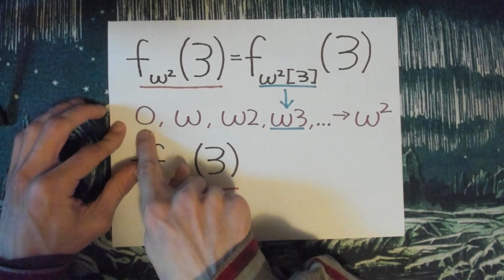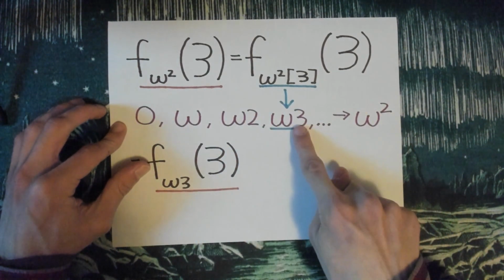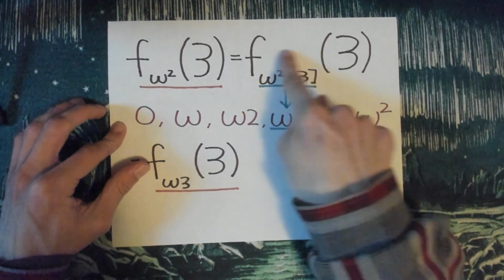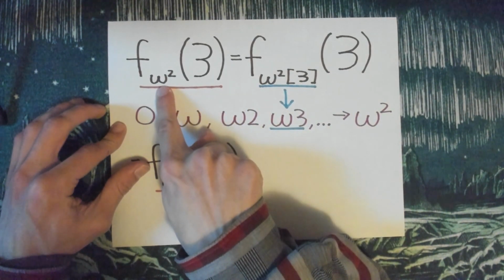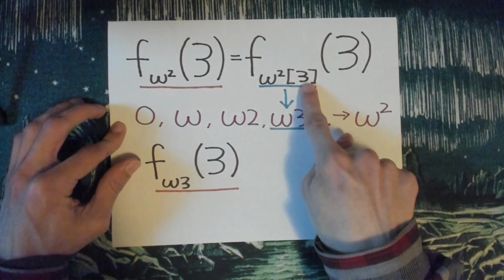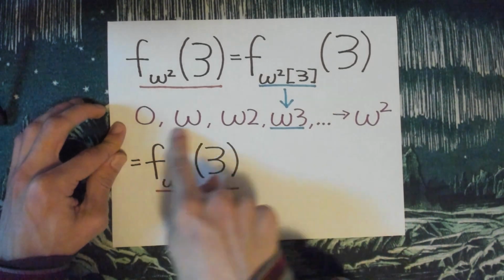This is omega squared of 0, omega squared of 1, omega squared of 2, omega squared of 3. Omega squared of 3 is omega times 3, so I replace the omega squared with the omega squared of 3, which is omega times 3. Now let's zoom into this part.